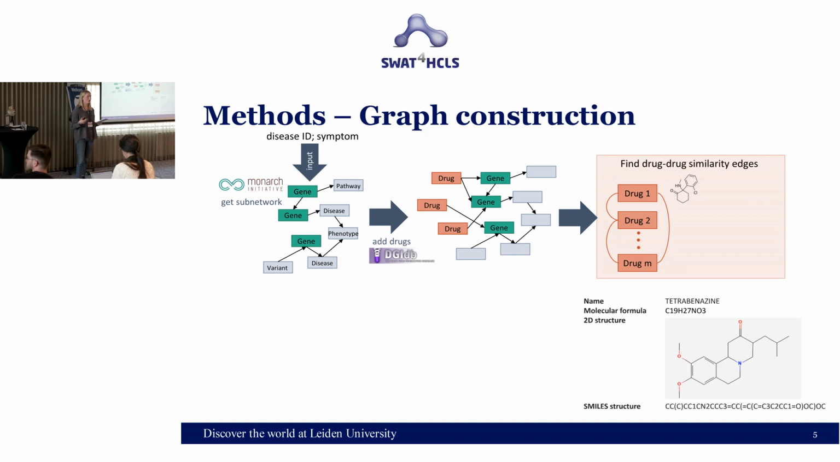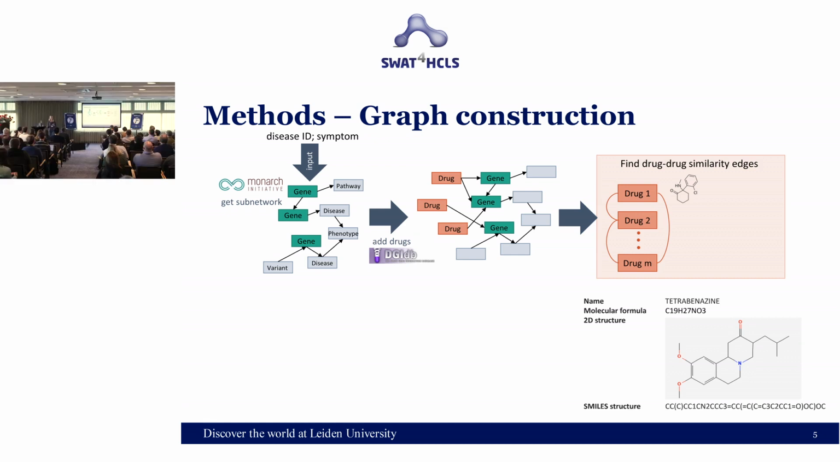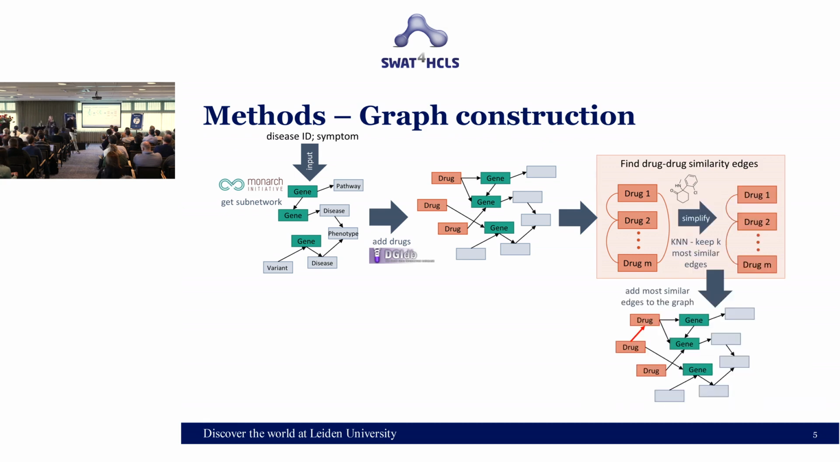So we obtain one score between every possible pair of drugs in this graph. This will lead to a large amount of scores. So we need a way to find only the most similar edges between these drugs. So we did this by only keeping the 10 most similar edges for every drug in this graph. And we did this using the k-nearest neighbor algorithm. And then we added these top 10 most similar edges to the knowledge graph and added the label similar to.